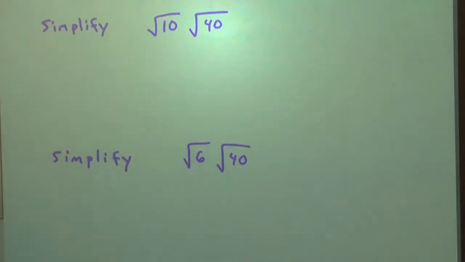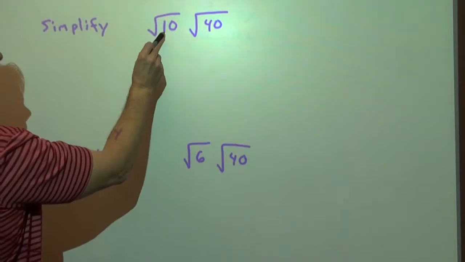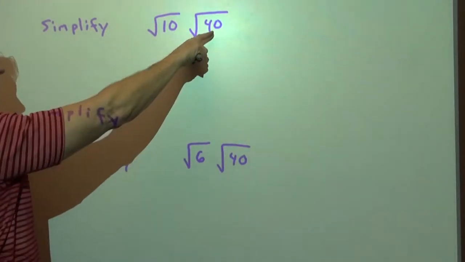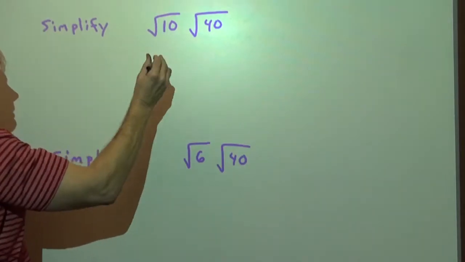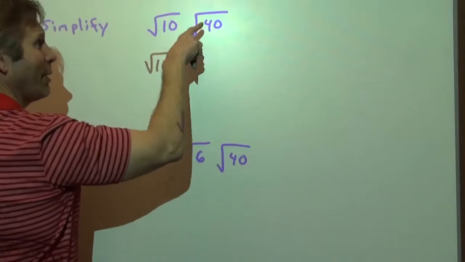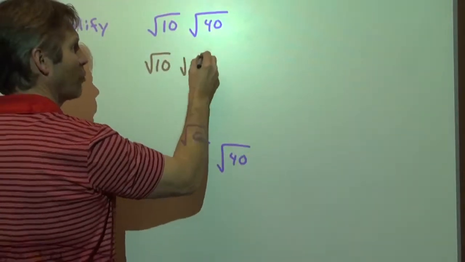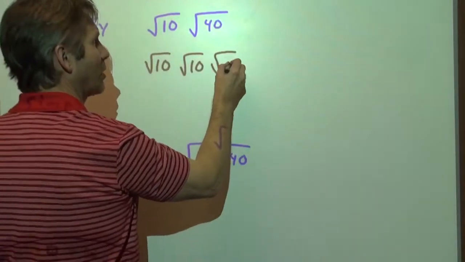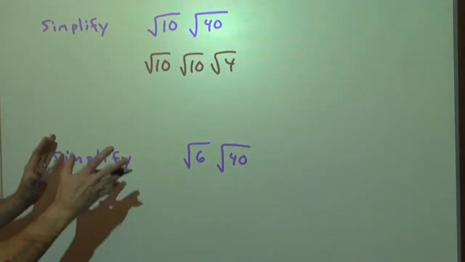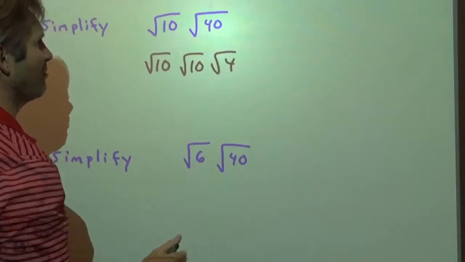We want to simplify this. Now this could become 2 times 5, but let's do this. Do we see that factor in the 40? And indeed we do. So let's leave this as a radical 10. Let's rewrite this guy as radical 10 times radical 4. There's your radical 10 and there's your radical 40. So we don't have to go all the way down to the prime factors.